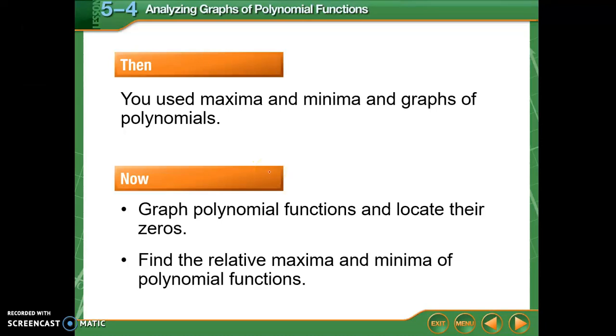All right, welcome to the fourth section of this chapter. And we're going to continue talking about polynomial functions, and today we're going to talk a little bit more about how we can analyze the graphs of those functions and learn some things about them.